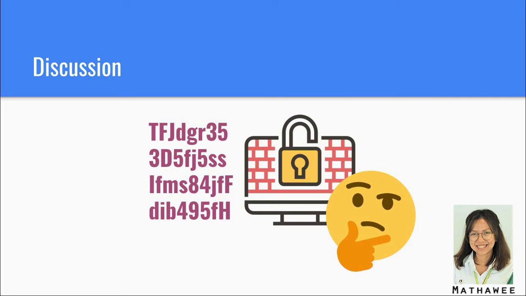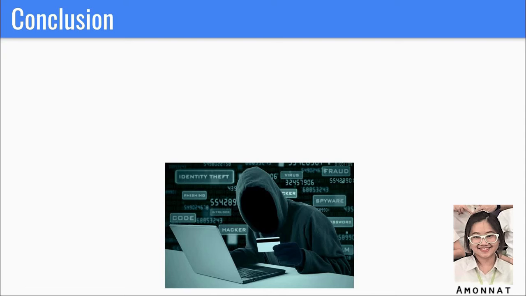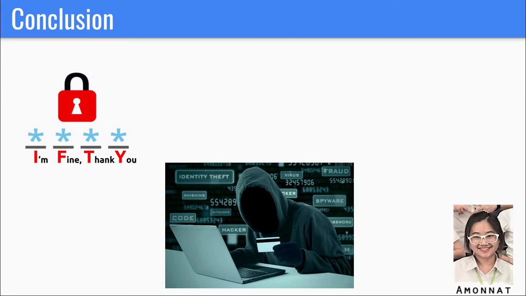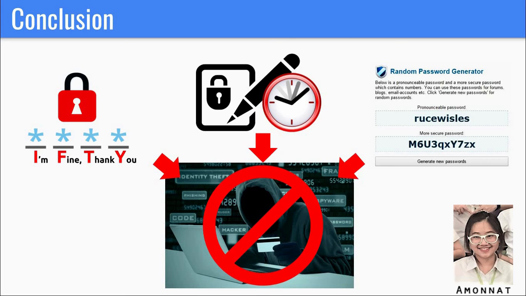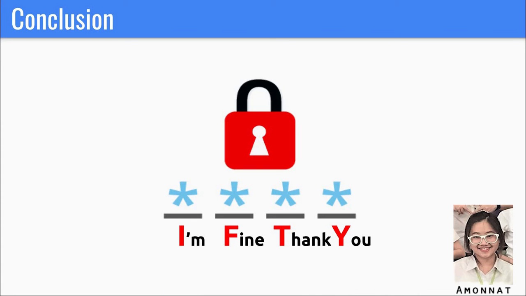Next, Amonnat will talk about the conclusion. Thank you, Mathawee. In conclusion, this presentation shows three effective solutions to password vulnerability, which are changing a sentence to a password, frequently changing passwords, and randomly generated passwords. From the solutions and our discussion that we have presented so far, changing a sentence into a password is chosen as the best solution for solving the issue of password vulnerability. This solution can prevent the hacker from accessing the user's personal data because the password set according to this solution would look like a randomized password that has no meaning. But the user can easily remember the password because they know the original sentence that they used to set this password.